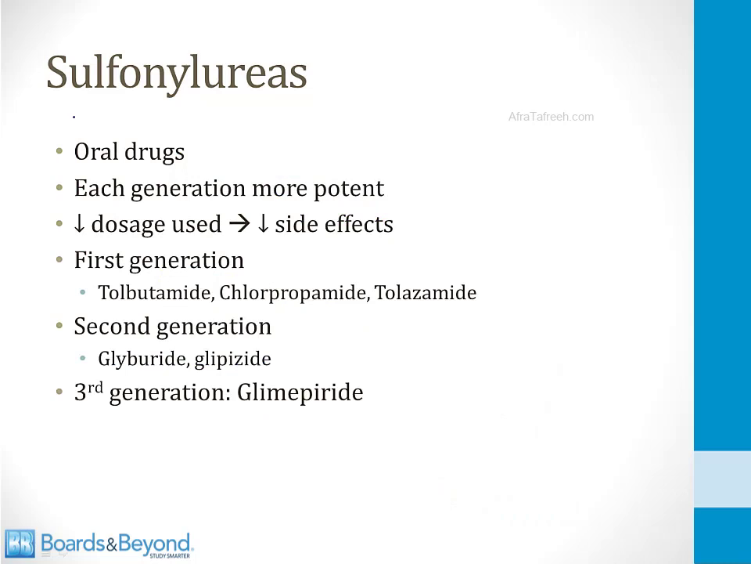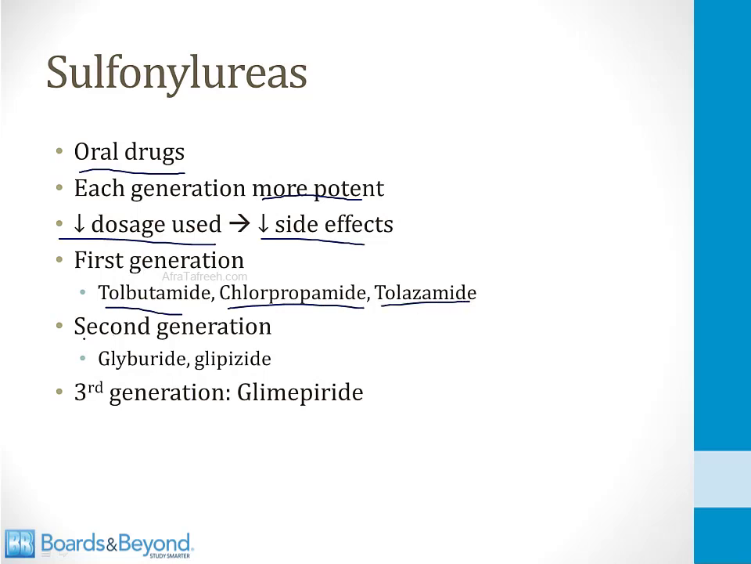Sulfonylureas are very old diabetes drugs. They've been on the market since the 1950s. They are inexpensive, and for this reason, many patients take these. They're oral drugs, and there are several generations of sulfonylureas, and each generation is more potent. Because it's more potent, you can use a lower dosage, and therefore there's less risk of side effects. The first generation drugs are very rarely used anymore. They are drugs like tolbutamide, chlorpropamide, and tolazamide.